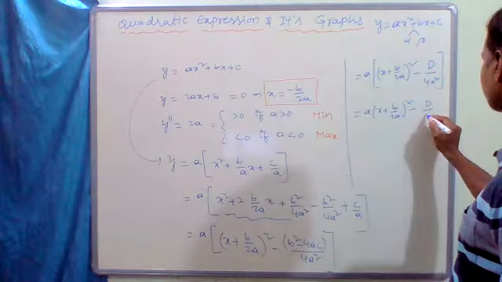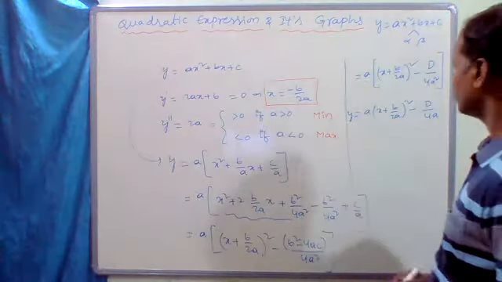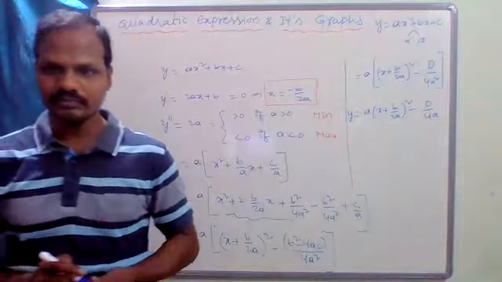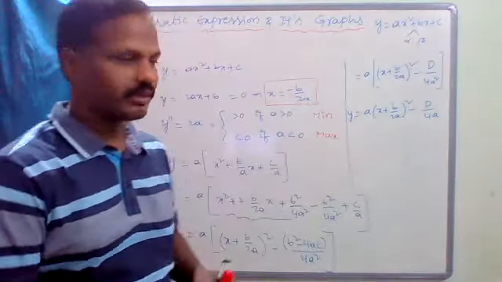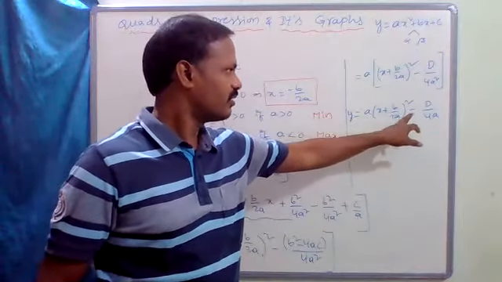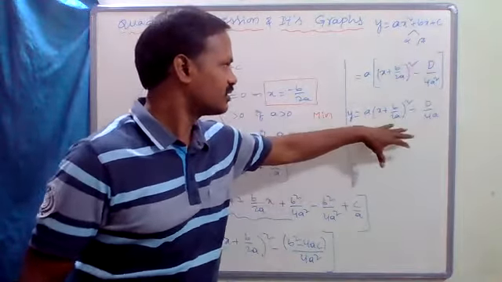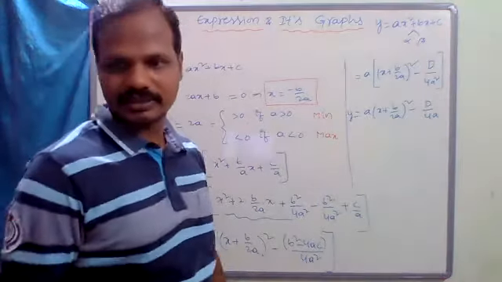One a will be cancelled, so d by 4a. So this is y. It is clear to everybody? y equals a into x plus b by 2a whole square minus d by 4a. This is the simplified version of y equals ax square plus bx plus c.